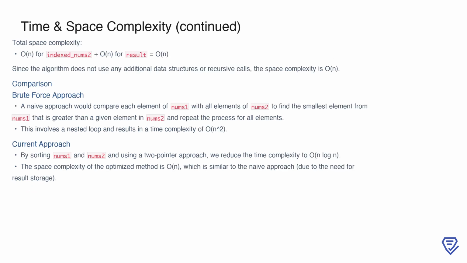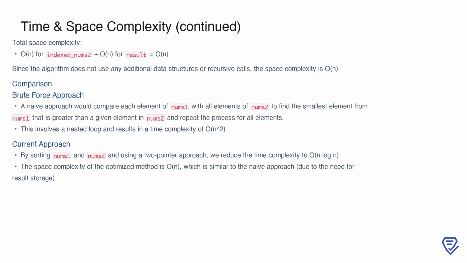If we total the space usage, we find that the algorithm requires O(n) space for the indexed_nums2 list and another O(n) for the result array. Therefore, the overall space complexity is O(n). Importantly, the algorithm avoids using any additional data structures or recursive calls, so no extra space is consumed beyond these two arrays. Let's compare this approach to the brute force method.